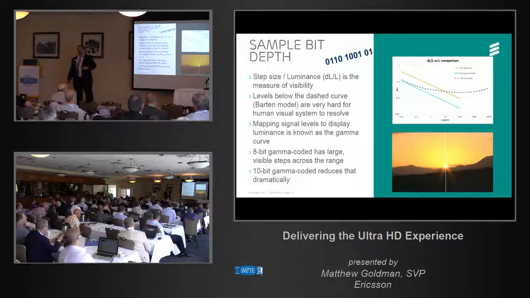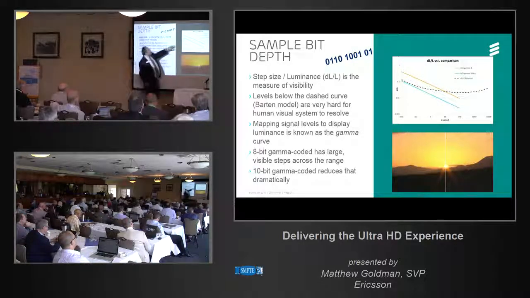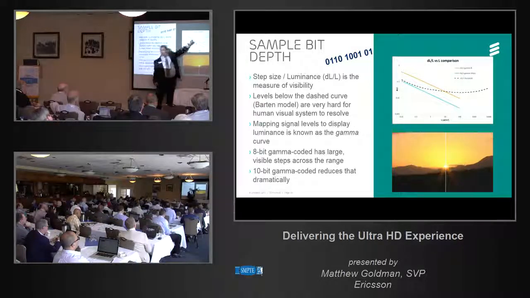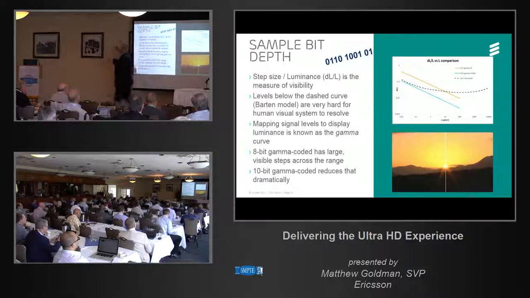If you use 10 bits instead of 8 bits, which is what all production equipment is done in today, 10 bits in production and 8 bits to the home, you have 4 times as many levels, so the delta L is a quarter the size. It slides the curve down. You don't see the visible steps anymore. That's why 10 bits are used in production.